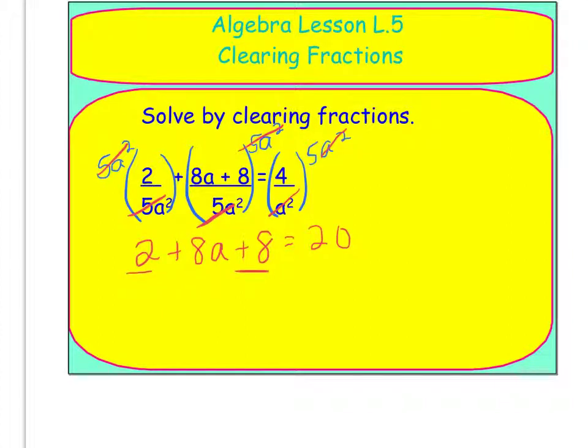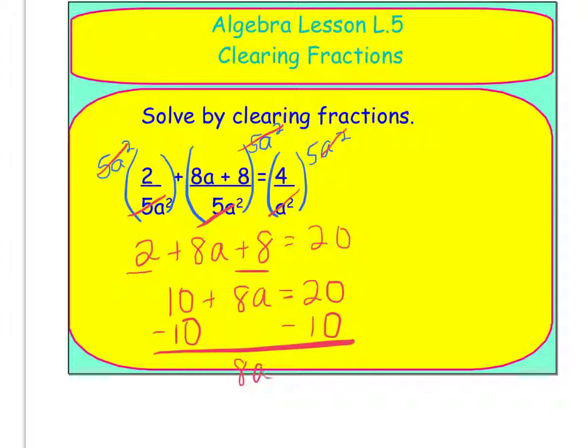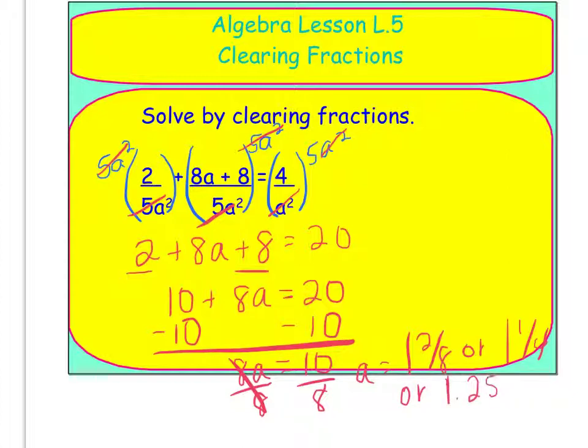We combine like terms. 10 plus 8a equals 20. We'll subtract 10 from each side. We're left with 8a equals 10. Last step would be to divide by 8. And a equals 1 and 2/8, or 1 and 1/4, or 1.25.